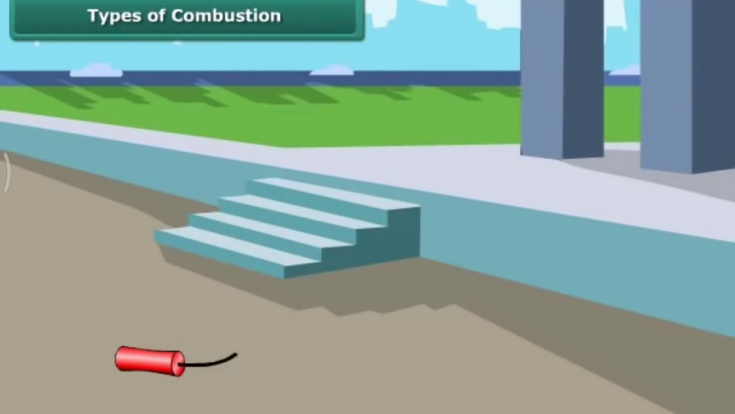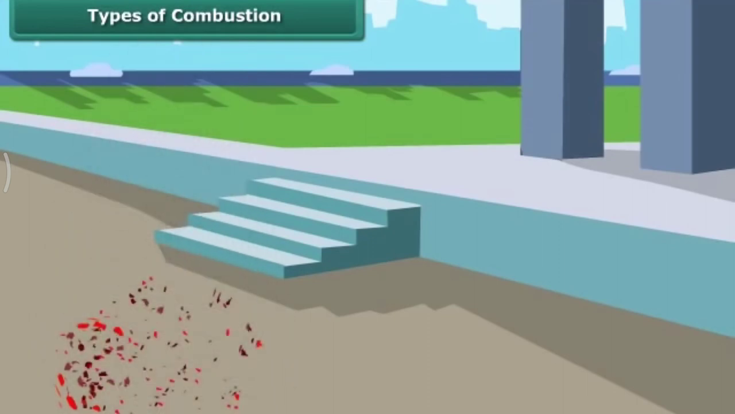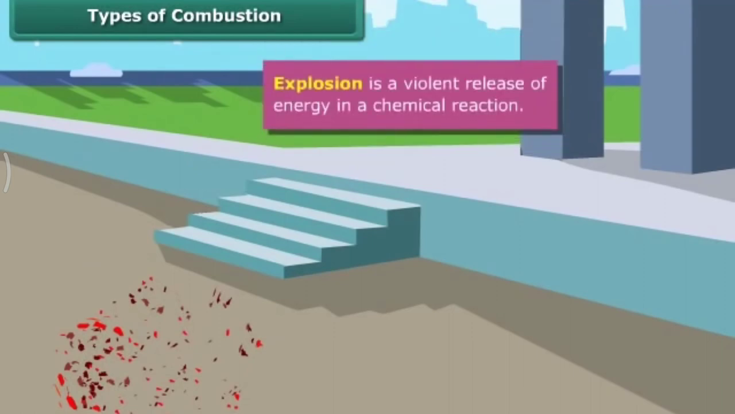You must have used fireworks during festival days. What happens when the cracker burns? The burning of a cracker produces a large amount of heat, light, and sound. This type of combustion is called explosion.